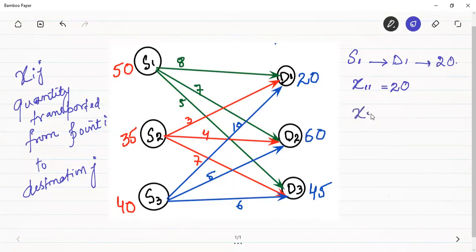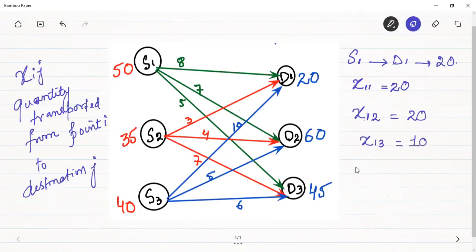Therefore, I can write X12 here. X12 means it is going from 1 and coming towards 2. I have represented i as the source and j as the destination. Therefore, how many units is it giving? 20. It is giving 20 units to it, and it is left with 10 units. Its supply was 50, 20 it has given to destination 1, 20 to destination 2, and now it is left with 10. Therefore, the rest of the 10 units it will give to destination 3.